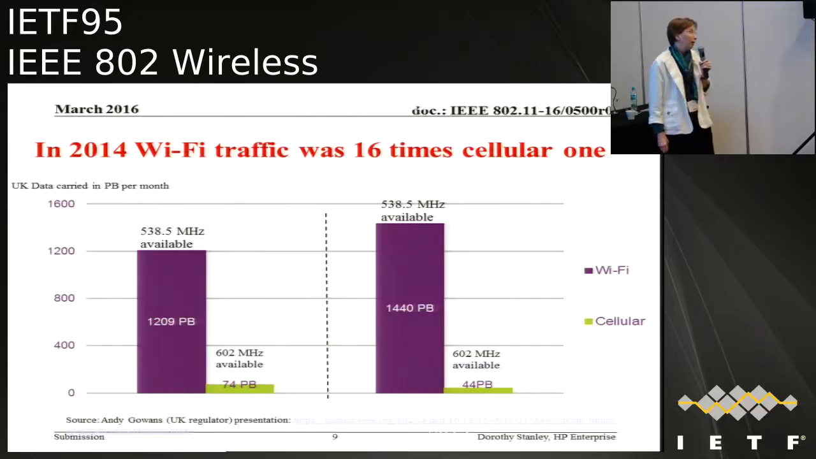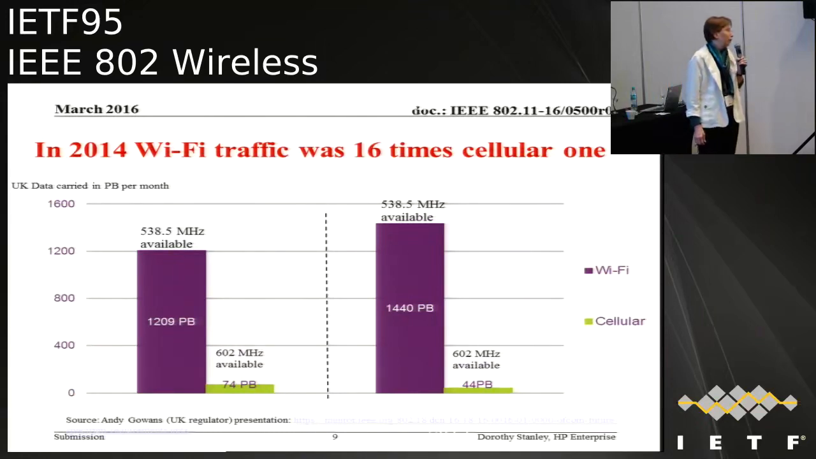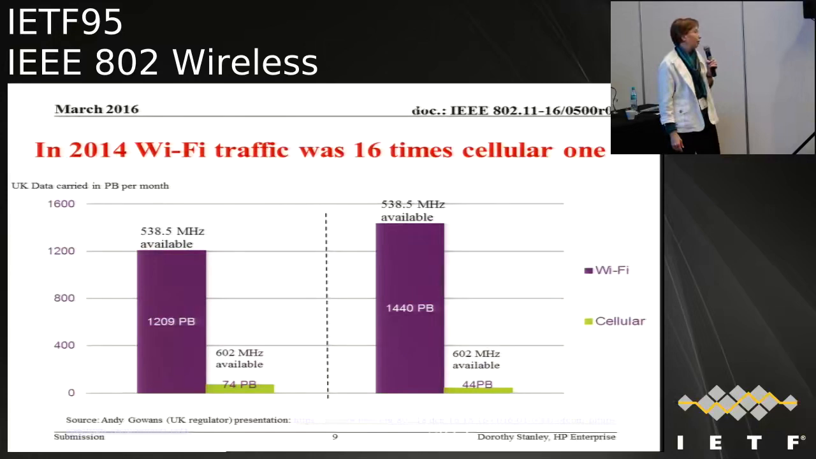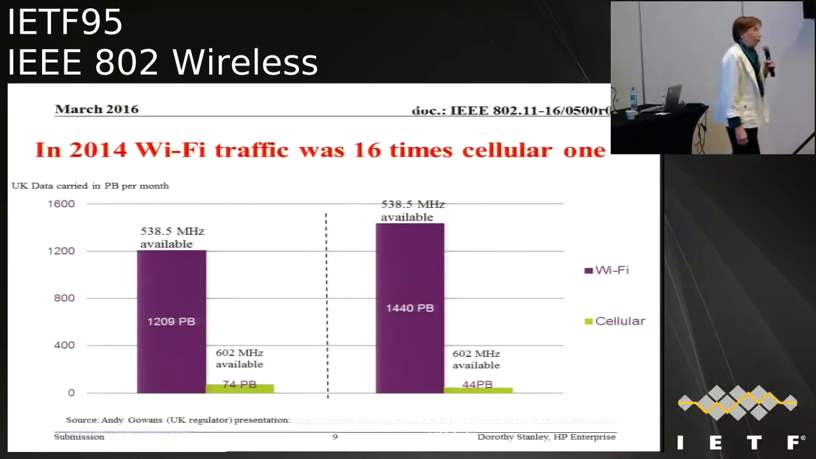And so this is an example of UK data in 2014, and the Ofcom calculations of the amount of traffic carried on Wi-Fi networks and on cellular networks. And so this is the kind of information that regulators are tracking to see really what the needs of consumers at all levels in their countries are.